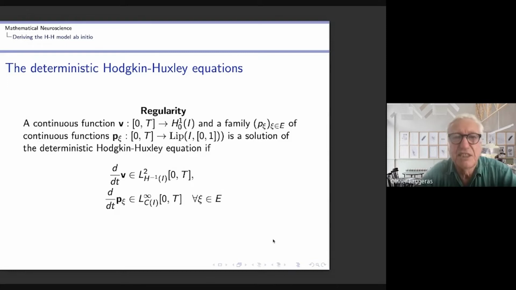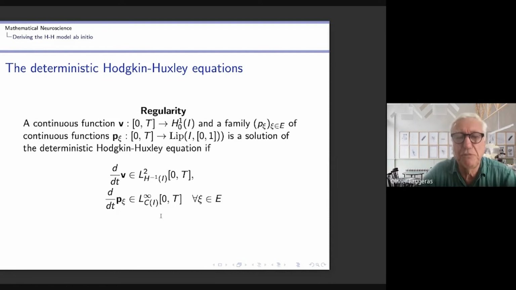So he said that a continuous function from the closed interval 0 to capital T, so it's a finite time interval, into H01 of I, I said what this was before, and a family P_C of continuous functions from this same interval into the set of Lipschitz functions from the interval I into 0, 1. He said that this was a solution to the deterministic Hodgkin-Huxley equation if the derivative is in this space. You may want to ask me what this is later, but this is not very important at this point. This is also, the time derivative of this function belongs to this space.